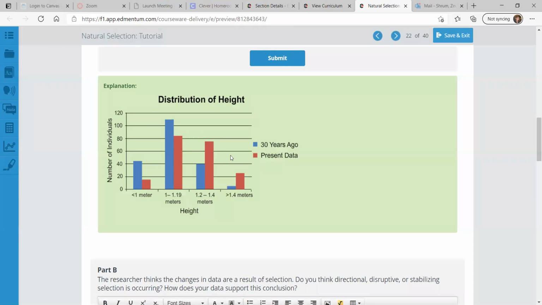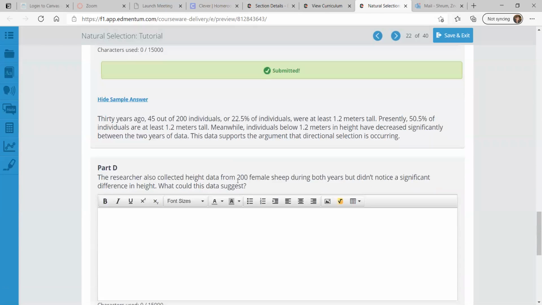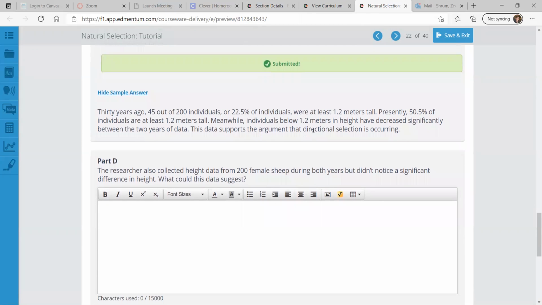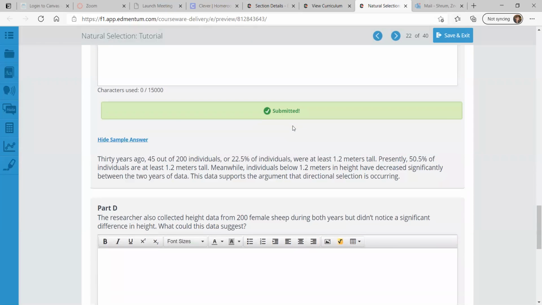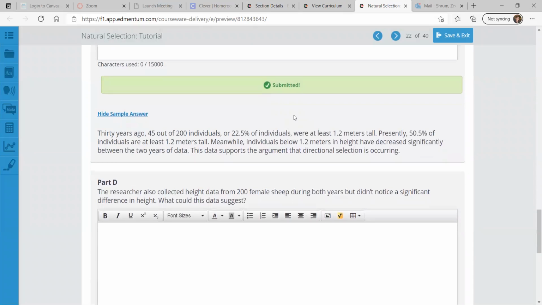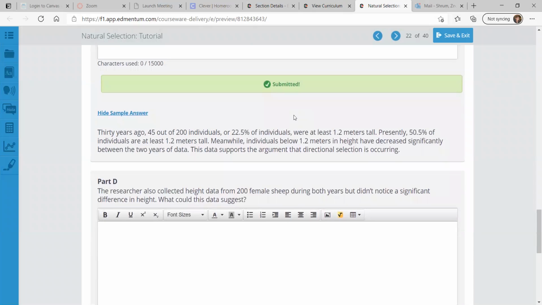Now we're going to look at the present data. So we have maybe 75 plus 25. Presently, 50.5% of individuals are at least 1.2 meters tall. Meanwhile, individuals below 1.2 meters in height have decreased significantly between the 2 years of data. This data supports the argument that directional selection is actually occurring.